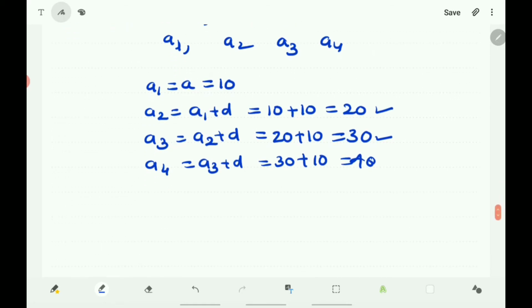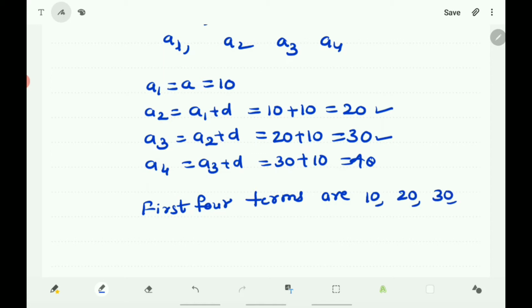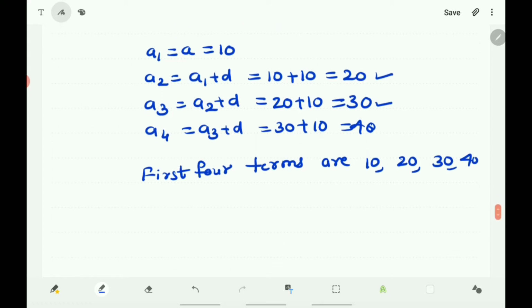So the first four terms are 10, 20, 30, 40. Okay. Similarly, take this second one.